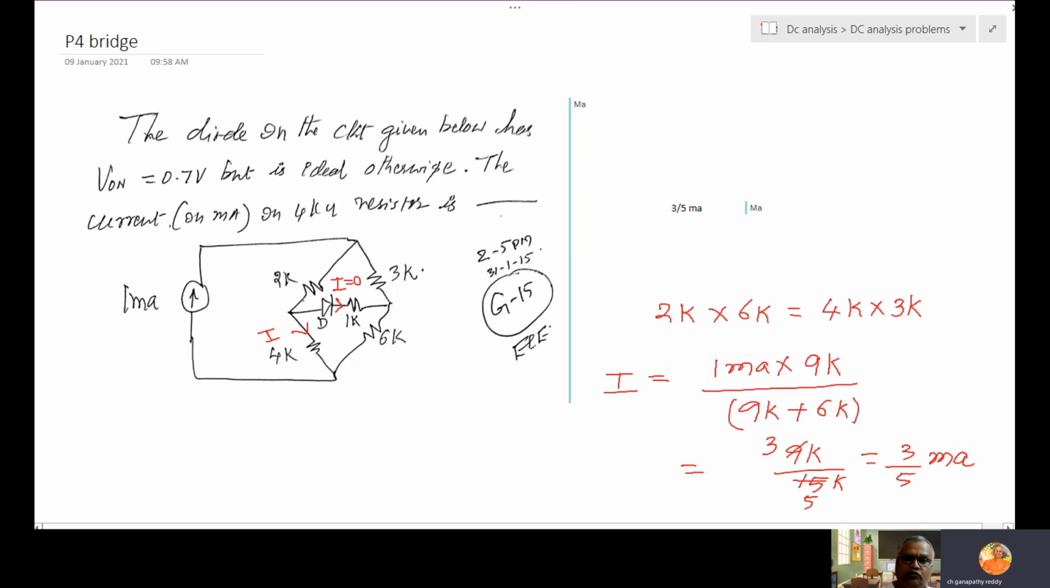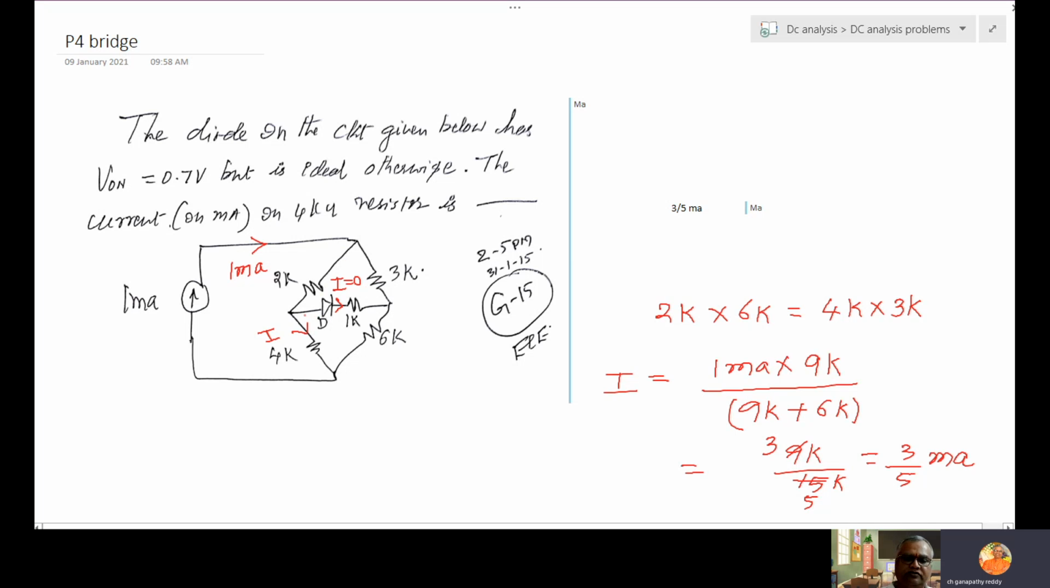What is current in 2K? Same. What is current in 3K? 1 milliampere minus 3 by 5. So all other things we can do, but current through diode is 0. What is the total current here? 1 milliampere. Whatever may be the resistance, this current is 1 milliampere because it is a current source. So current source always gives same value of current.